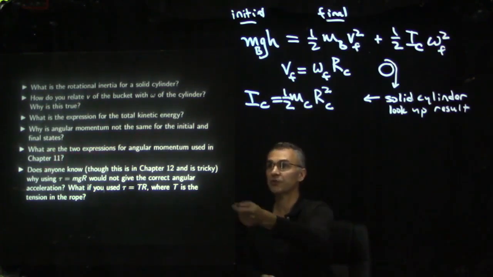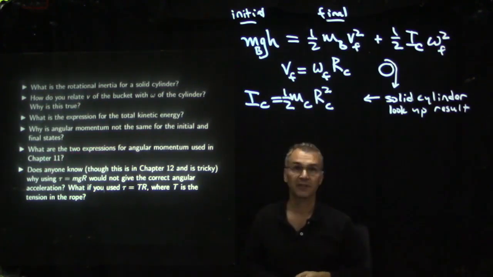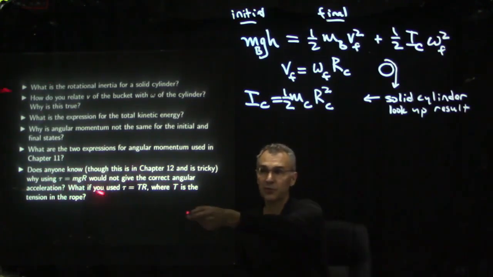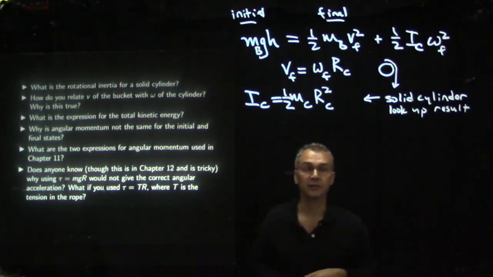Oh, what are the 2 expressions for angular momentum used in chapter 11? We'll get to that in a minute. Does anyone know why using torque as mgr wouldn't give the right angular acceleration? Well, actually, I think you would get the right acceleration if you use torque as tension times the radius, where t is the tension in the rope. You see, mg isn't correct because the bucket is accelerating downward. But I don't want to get into this yet because it's chapter 12 and we're not in chapter 12 yet.